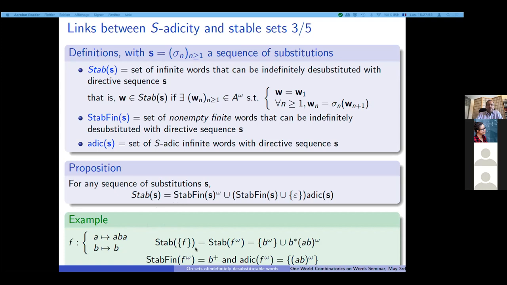So the stable set, I already said, of F is the stable set of the infinite sequence of substitutions F omega. And it is constituted with the infinite word B omega and all the words obtained by concatenation of a sequence of B, plus the adic word, the periodic word with period AB. And we can verify these relations. The finite words that can be indefinitely desubstituted are the words constituted with only B. And the only adic word is the word (AB) omega, which was already said in the previous slide.